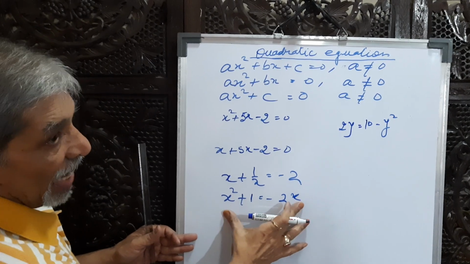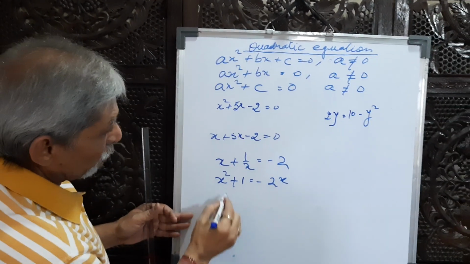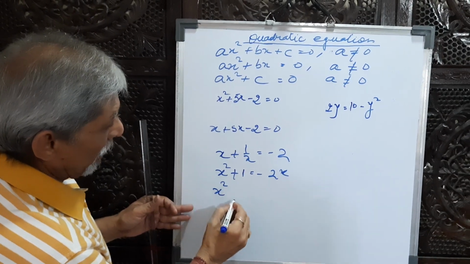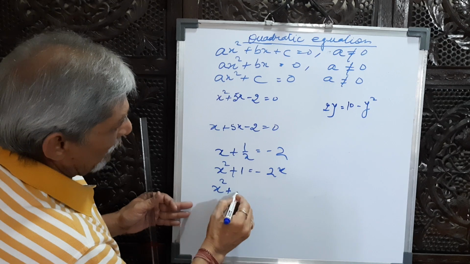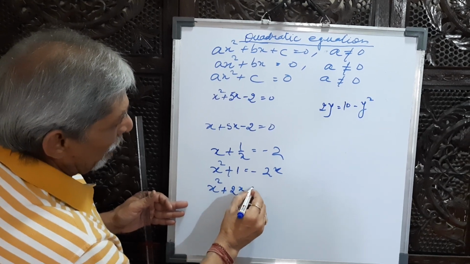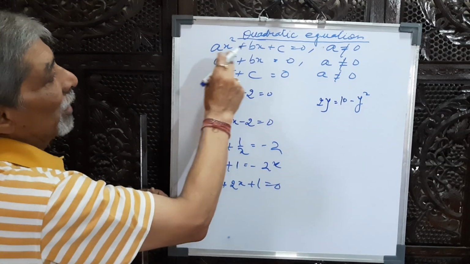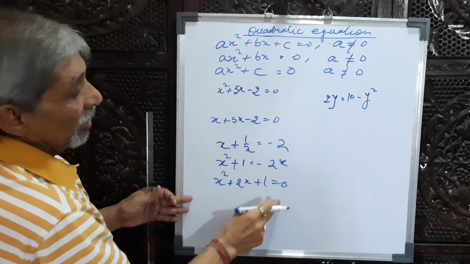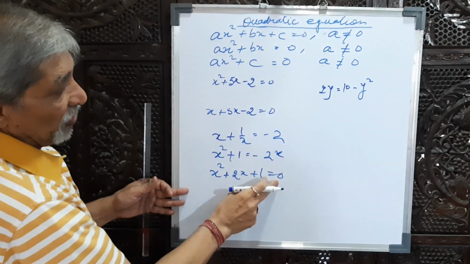Now we will write in the standard form. That is, standard form is this one. So it will become x squared, minus 2x will come to the left hand side, plus 2x plus 1 is equal to 0. Now compare this one, ax squared plus bx plus c is equal to 0. So this is a quadratic equation.